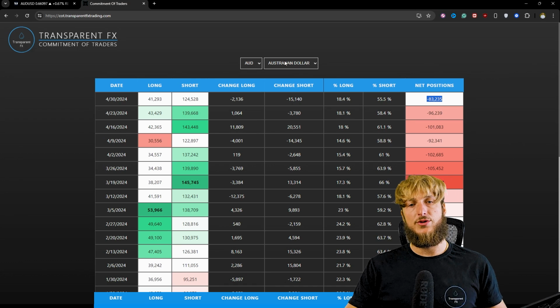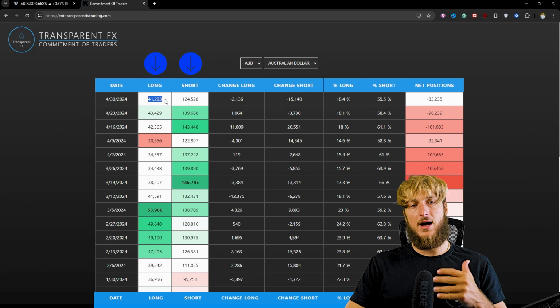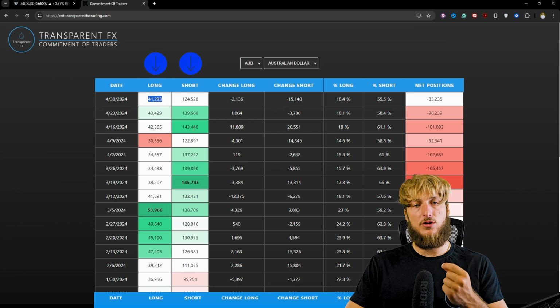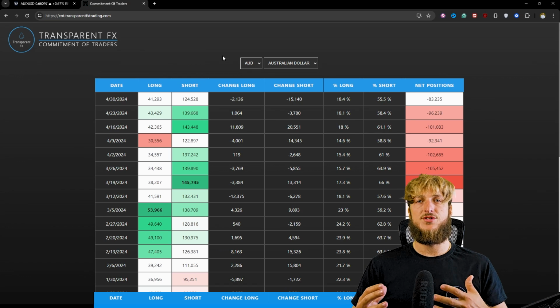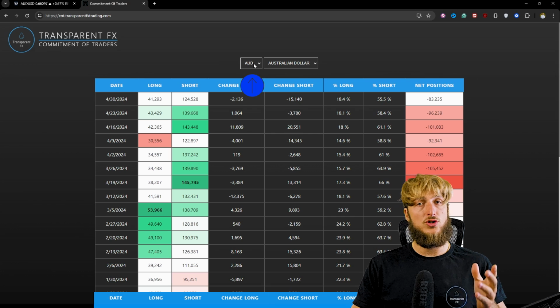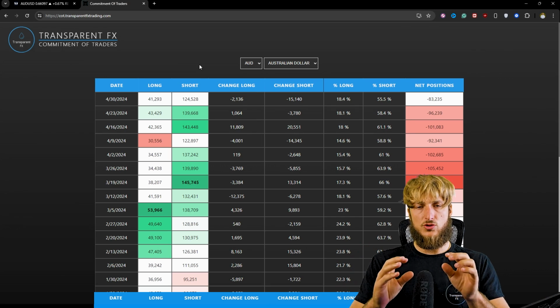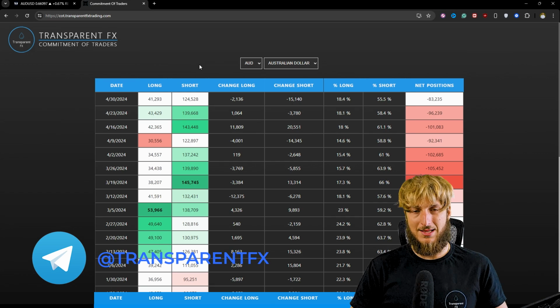In fact, we can notice how institutions increased their longs from 30.5k up to 41.2k and decreased their shorts from 145k to 124k. And keep in mind that all currencies on the spot are traded against the USD. So if we look at AUD, actually already we're looking at AUDUSD. So clearly institutions are longing this pair. Now let's keep that in mind and move back to the technical side of the market.